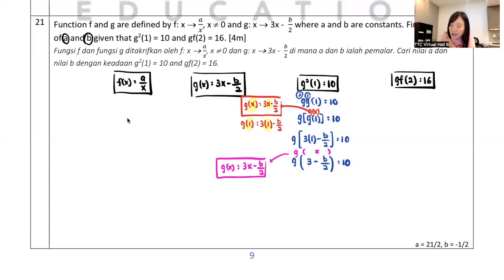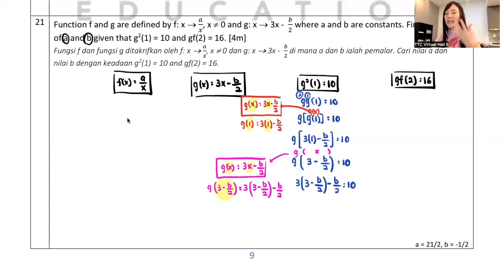Can you see that? And now you are doing G(3 minus b over 2). So what you write here: the 3 is still 3. See? The x becomes 3 minus b over 2. Then this x also becomes 3 minus b over 2. The behind part is still minus b over 2. So nicely for you guys: 3 bracket, 3 minus b over 2, minus b over 2.